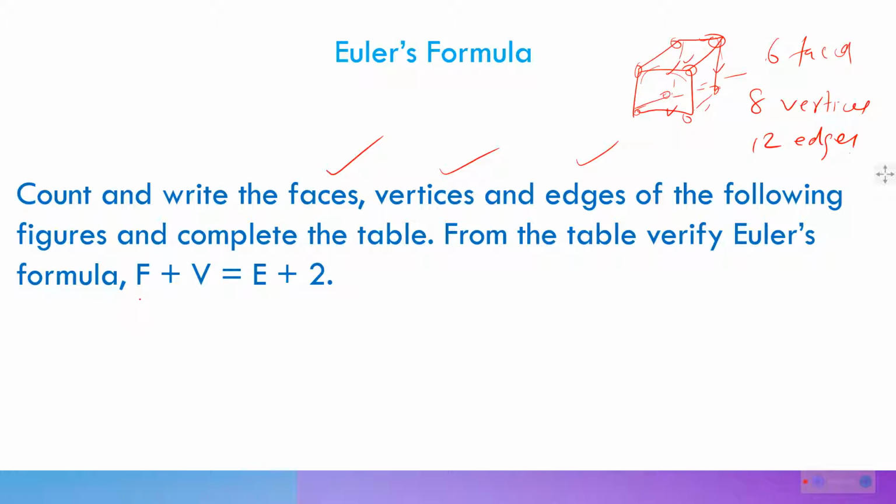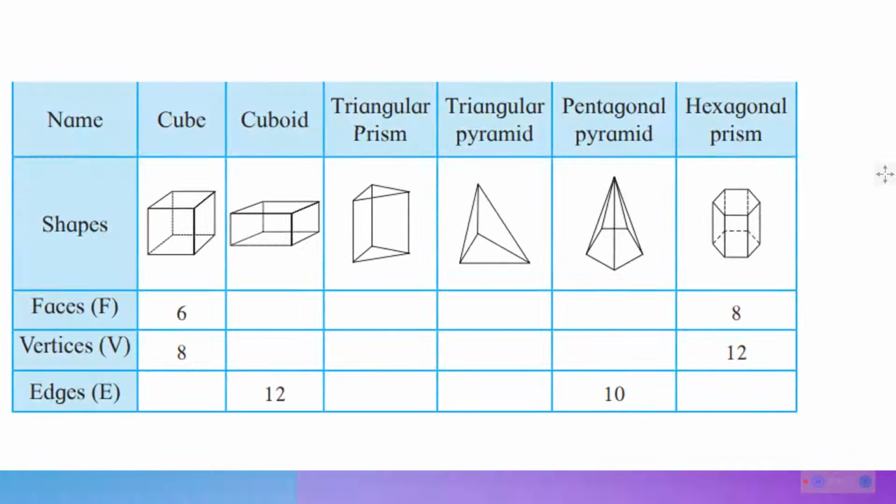So F plus V, in the case of a cube. There are 6 faces and 8 vertices and 12 edges, and 2 we add. See, it is balancing. This relationship was found by Euler, a great mathematician of that time, at a young age, and it has a lot of application in our day-to-day life. So there is a question in your textbook to solve. To fill this up, the first one is already done by us. Cube has 12 edges.